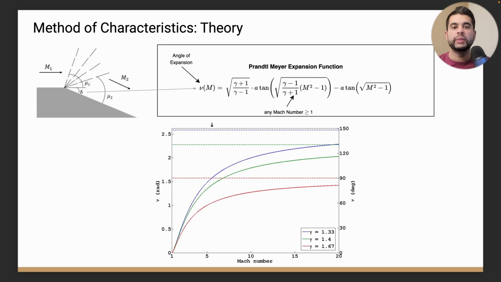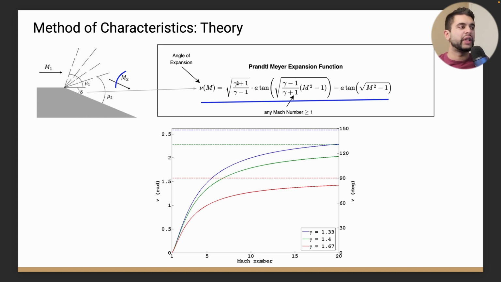You have something called the Prandtl-Meyer expansion function, which tells you the angle of expansion at a given Mach number. So how much the flow should be expanded by to produce this number here. So we have nu of M equal to sqrt((gamma+1)/(gamma-1)) times arctan of sqrt((gamma-1)/(gamma+1)(M^2-1)) minus arctan of sqrt(M^2-1). So M is any Mach number.